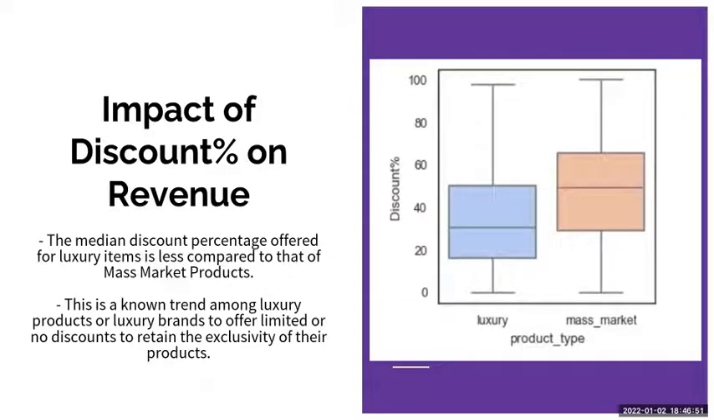So, impact of discount on revenue. Luxury and mass market, again, you see mass market products basically have a higher discount percentage, between 50 to 60%, and you see the median value right here. And for luxury, the median value comes somewhere between 20 to 40. That is 30% discount for luxury, and 50% discount for mass market.